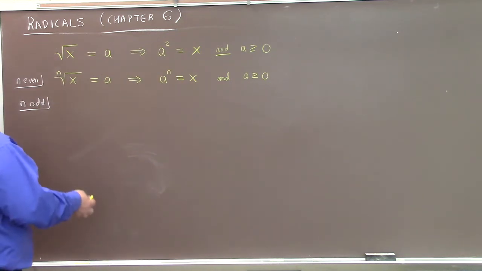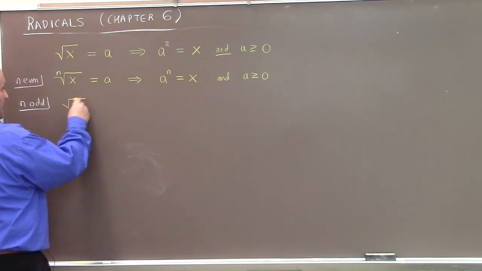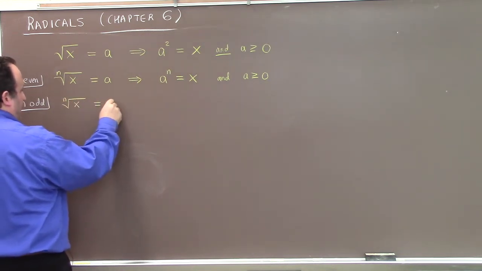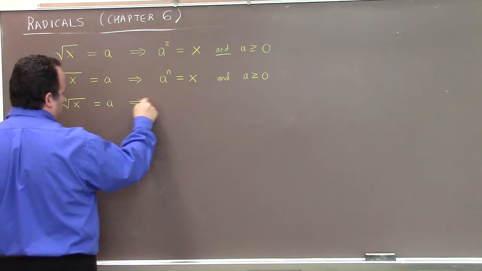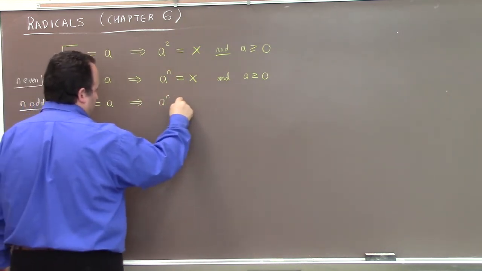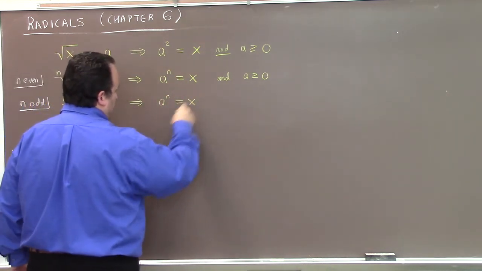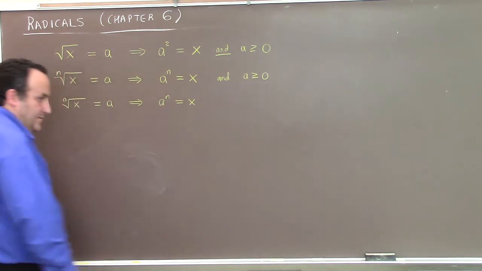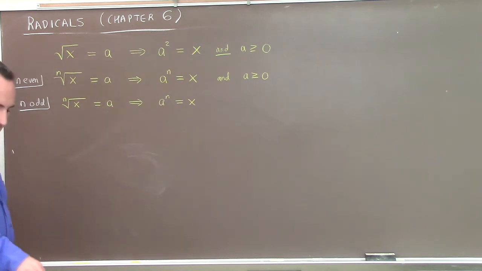On the other hand, odd roots, no problem. You can have the nth root of a, which just implies that a to the n is equal to x. We don't have to assume that a is greater than or equal to 0, right? Let me show you some specific numerical examples to expand on what I'm saying here.